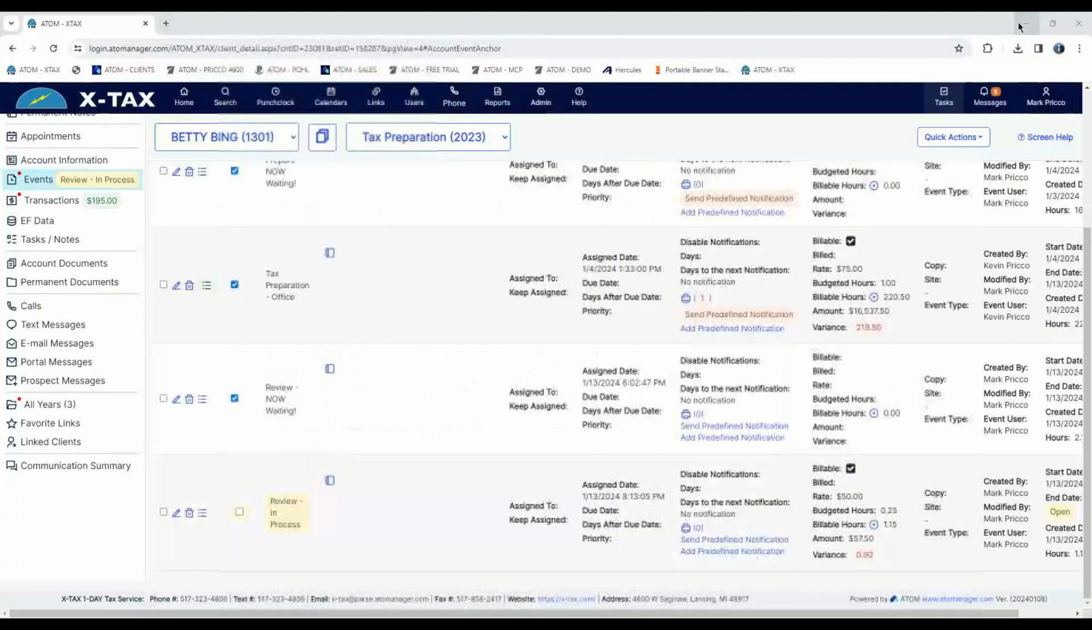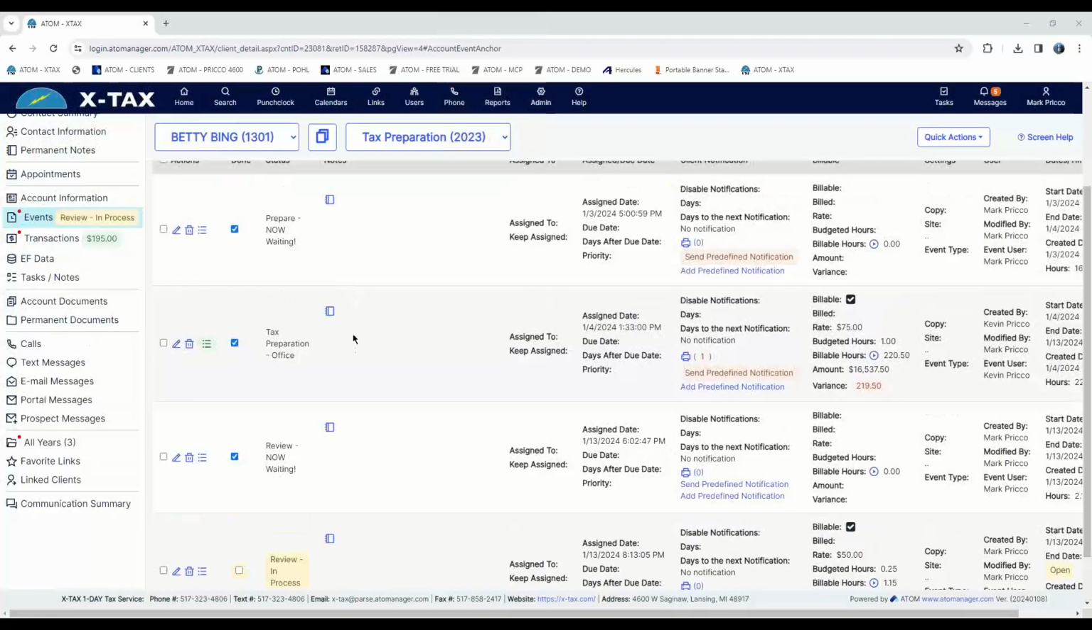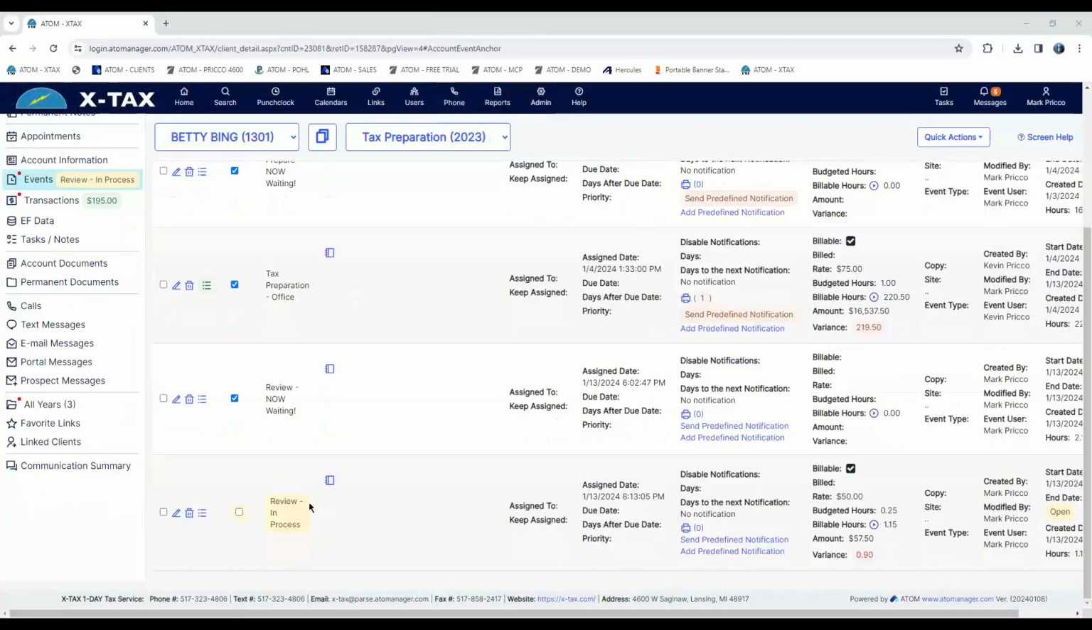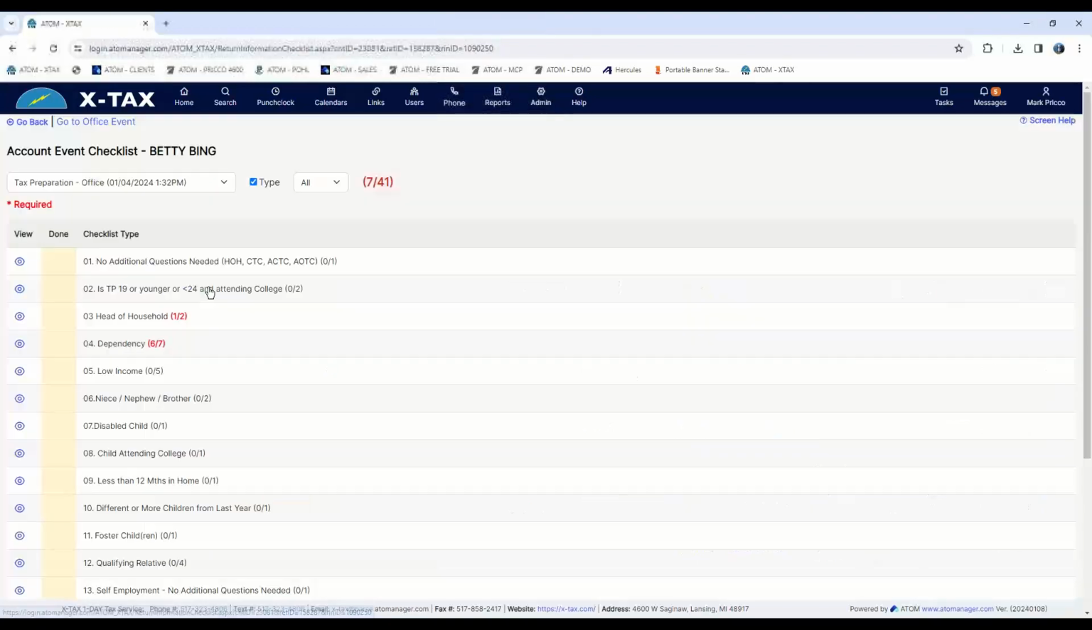To do that, I'm in here in Betty's file. Again, I'm in the review process. And up here, where this checklist is highlighted in green, that means that the preparer entered some due diligence checklist. So you'll need to click on that to see if they did it properly.